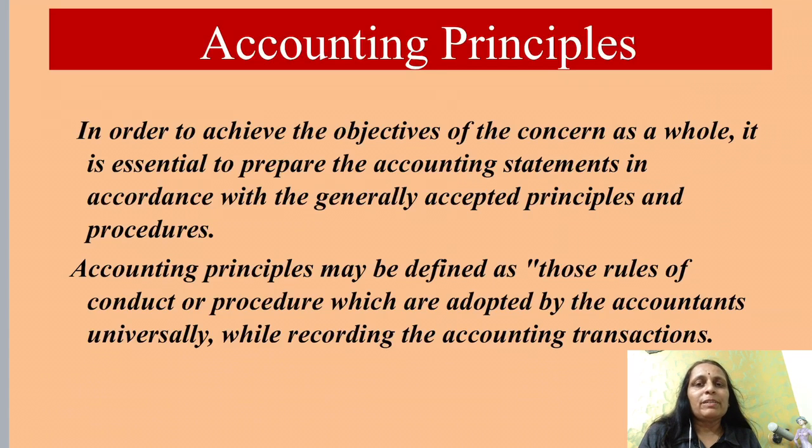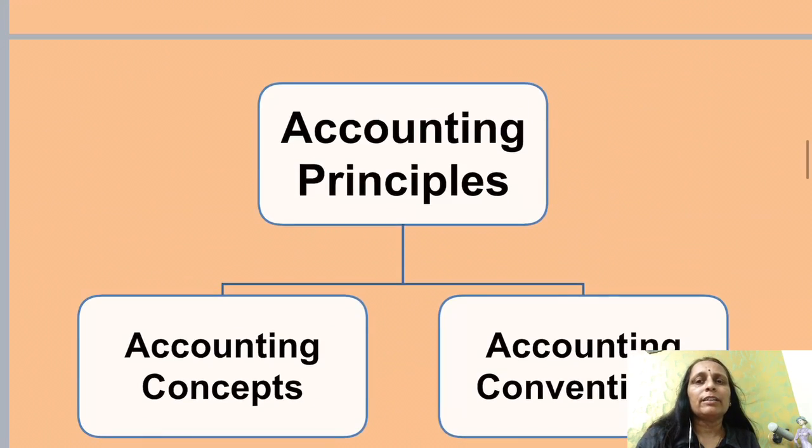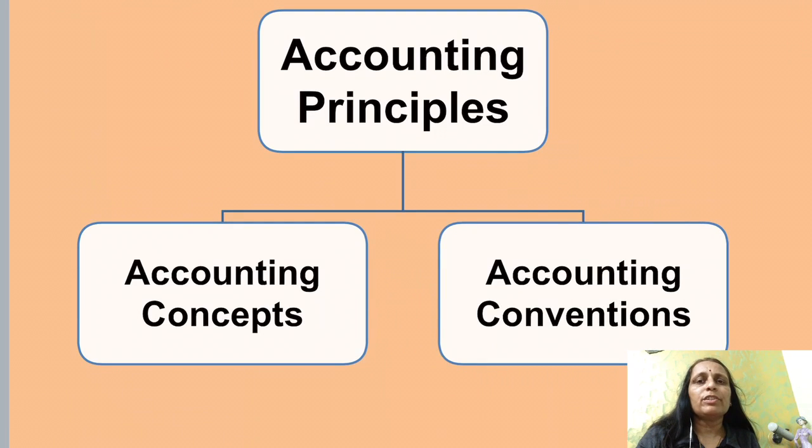These accounting principles are defined as those rules of conduct or procedures which are adopted by accountants universally while recording the accounting transactions. So, these principles represent the most current agreement about how accounting information should be recorded, what information should be disclosed, how it should be disclosed, and which financial statement should be prepared. So, in this video we will study about these generally accepted accounting principles.